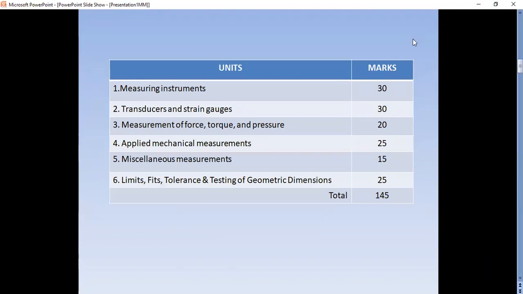There are 6 units in this particular subject. Unit 1 is mechanical instruments, which is for 30 marks. The second unit is transducers and strain gauges for 30 marks. The third unit is measurements of force, torque and pressure for 20 marks. Fourth unit is applied mechanical measurements for 25 marks. Fifth unit is miscellaneous measurements for 15 marks. And sixth unit is limits, fits, tolerances and testing of geometric dimensions for 25 marks. And the paper will be for 100 marks.